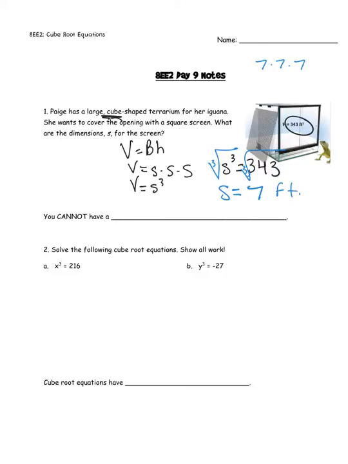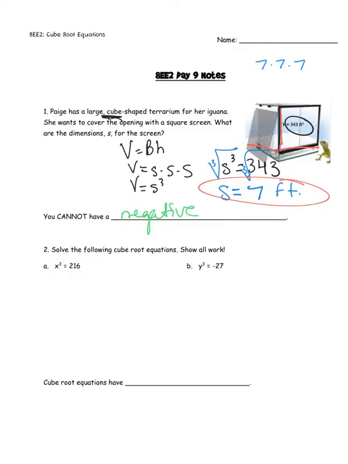And again, working backwards, this would be 7 by 7 by 7. 7 times 7 times 7 is the 343. On these types of real-world problems, you have to be a little bit careful because you cannot have a negative side length of a box or a cube.